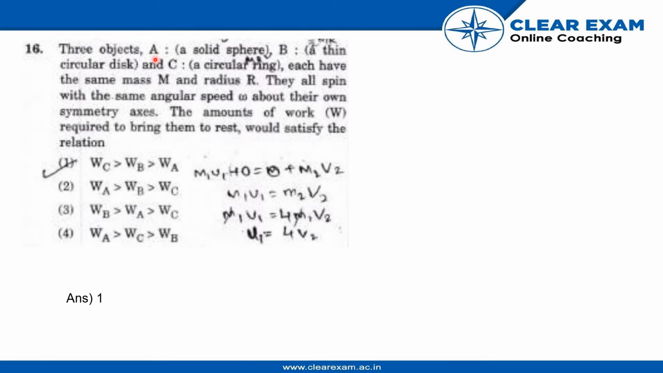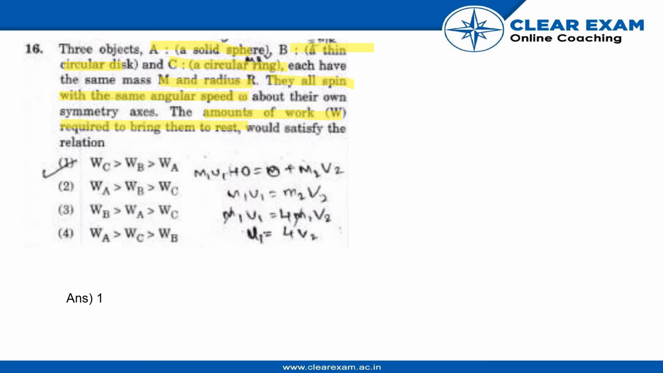Given to us are three objects: a solid sphere, a thin circular disc, and a circular ring of mass m and radius r each. And they all spin with the same angular speed omega about their symmetry axis. We have to find the order of the amount of work required to bring them to rest.